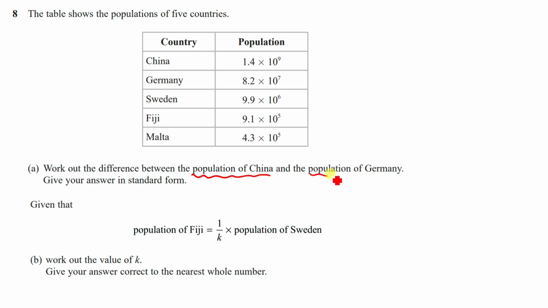So population China and population Germany. And I always like to circle the values I'm using, so in this case, China and Germany. Okay, now all you want to do in your calculator is just put these both in. So write 1.4 times 10 to the power 9 minus 8.2 times 10 to the power 7. If you do that, you should get a number like this, without the commas, of course.